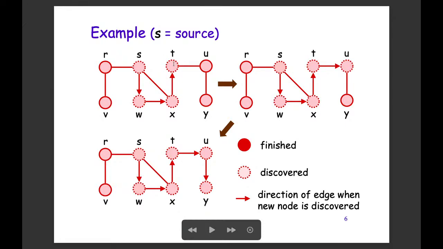We move to T, and then T will move to U, and then U will move to V. So this is the scenario that we are here. We are now at this point, and U will move to Y. So this is the scenario that we have.